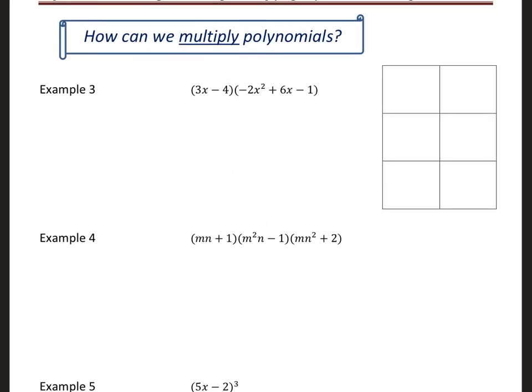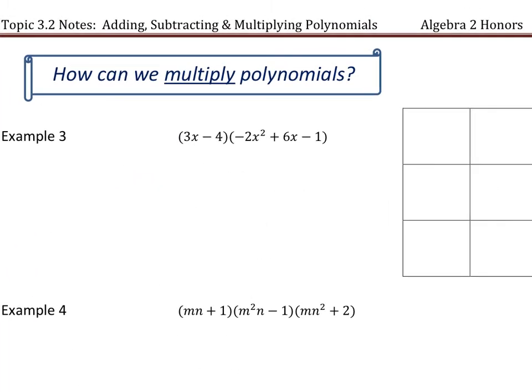So the first example here, remember everything has to distribute to each other. So I usually draw these little arcs just to remind myself that everything's got to distribute. So the 3x times negative 2x squared is going to give you negative 6x cubed. The 3x times positive 6x is going to give you 18x squared. And then 3x times a negative 1 is going to give you negative 3x.